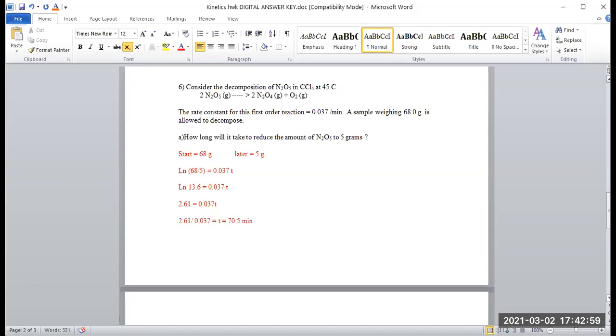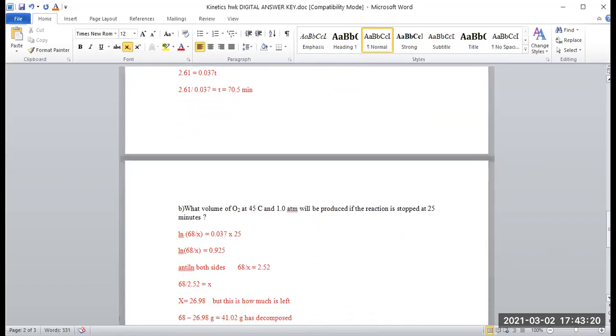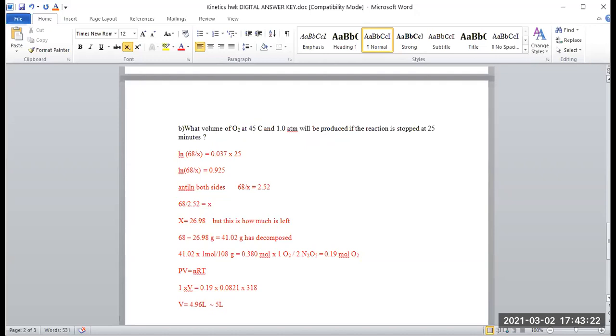Divide, you get 13.6 for what was inside parentheses. If you take the natural log of that, you get 2.61. Finish your division and you get 70.5, or if you rounded it and just called it 71 minutes, that was all right. The second one is a little more complex.